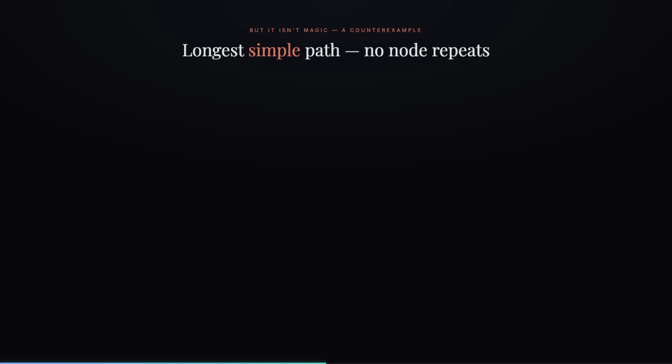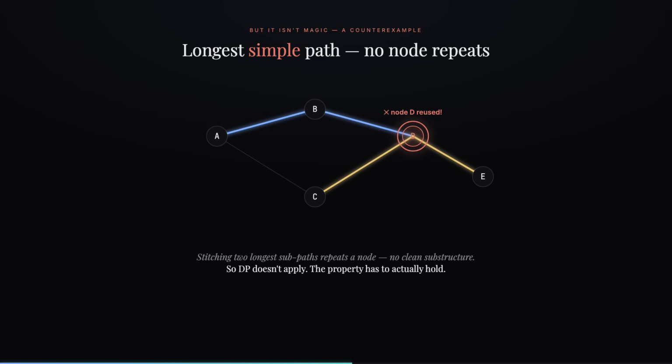But be careful. This isn't magic. Consider the longest simple path in a graph where no node repeats. Stitching two longest subpaths together can repeat a node. So it has no clean optimal substructure, and dynamic programming does not directly apply. The property has to actually hold.